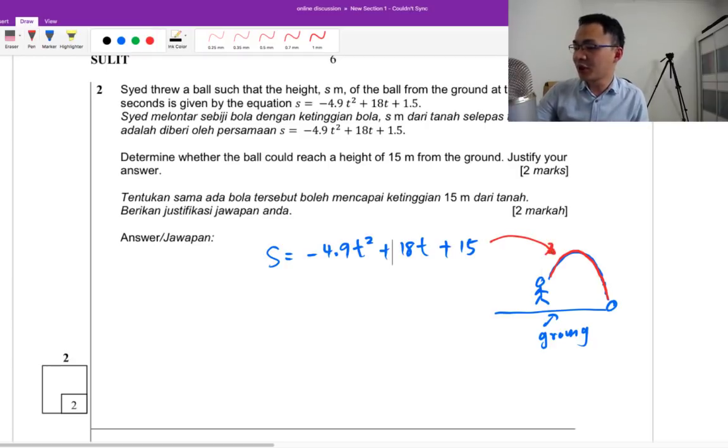Alright, so the question asks us to determine whether the ball will reach the height of 15 meters or not. So I want to know, is it possible for the ball to reach the height of 15 meters? Okay, this is just my assumption. Maybe 15 meters can be slightly higher. So we do not know.